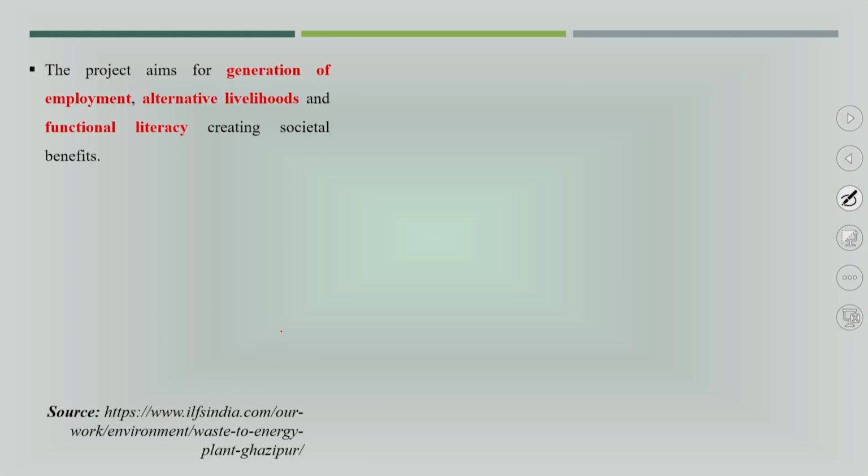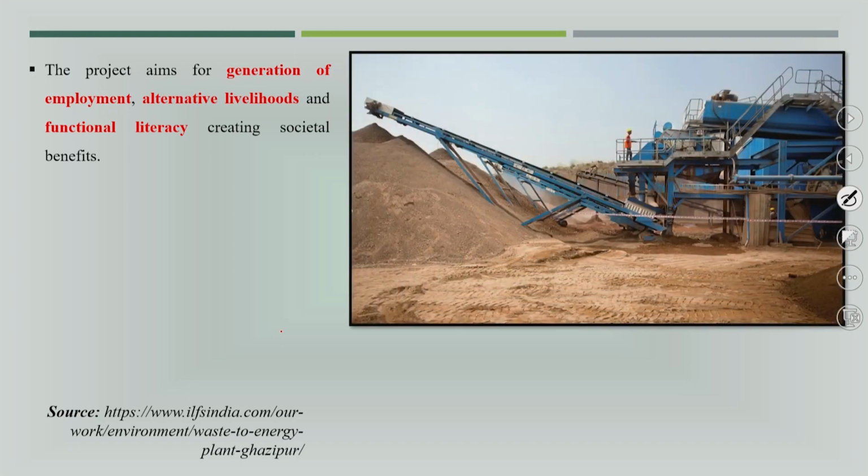and the project aims at generation of employment, alternate livelihood and functional literacy, creating societal benefit. The idea was that the segregation and pre-processing was very important. So, how best local rag pickers can get some kind of employment working in such plants, that was also another benefit they found.